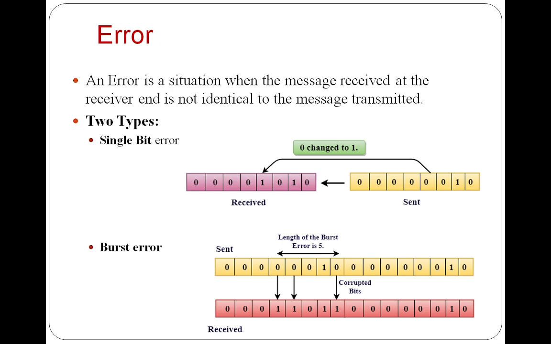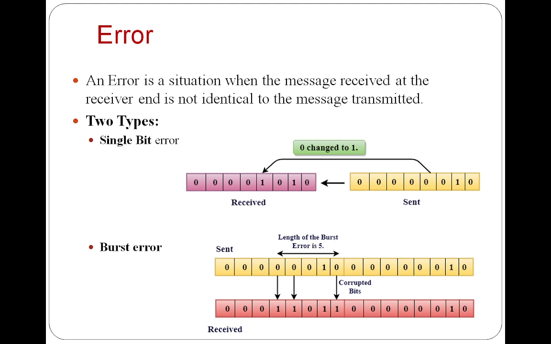Usually there are two types of errors possible. The one is a single bit error and the next one is a burst error. Single bit error, from the name itself we can easily guess, means only one bit of information is modified. Here, between the sender side and receiver side, only one bit change has happened. For example, at the sender side we have sent the bit value 0, but it has been changed to 1. So that is a single bit error.